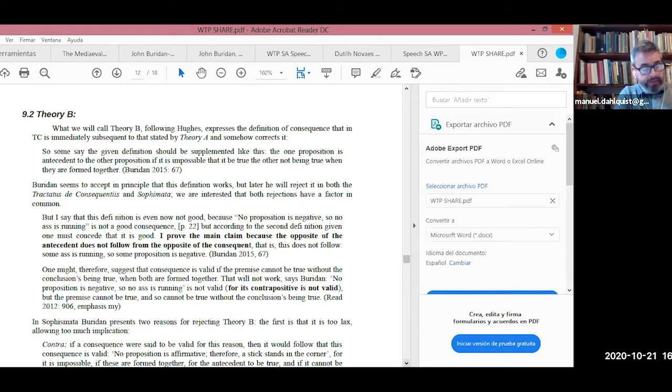What we will call theory B expresses the definition of consequence that in Tractatus de Consequentiis immediately follows the one started by theory A and somehow corrects it. It says: one proposition is antecedent to the other proposition if it is impossible that it be true, the other not being true, when they are formed together. Yes, the aggregate is together.